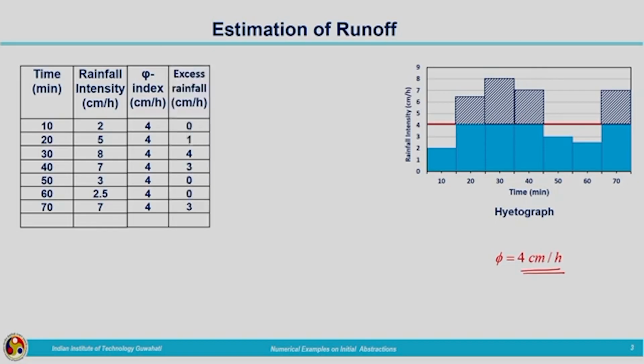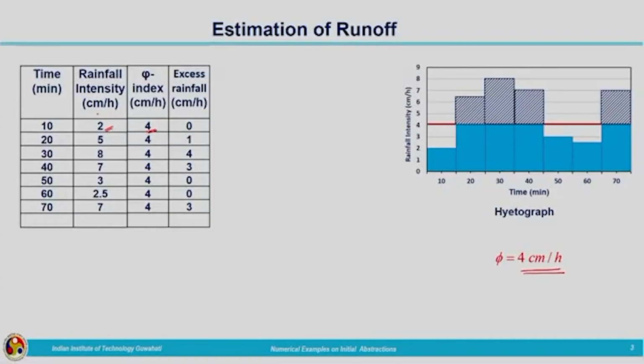So, excess rainfall we can calculate. You can observe the data. For the first 10 minutes, 0 to 10 minutes, 2 centimeters per hour is our rainfall, and the phi index is 4 centimeters per hour. So the constant rate of abstraction is more than the rate of rainfall. Definitely whatever rainfall is occurring is all lost as abstraction, either as initial abstraction or as infiltration. So, 2 centimeters per hour is the rainfall intensity and 4 centimeters per hour is the phi index. Excess rainfall will be 0.